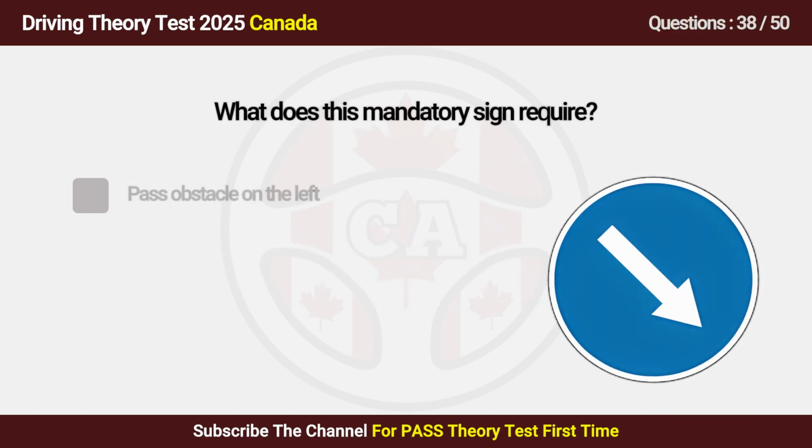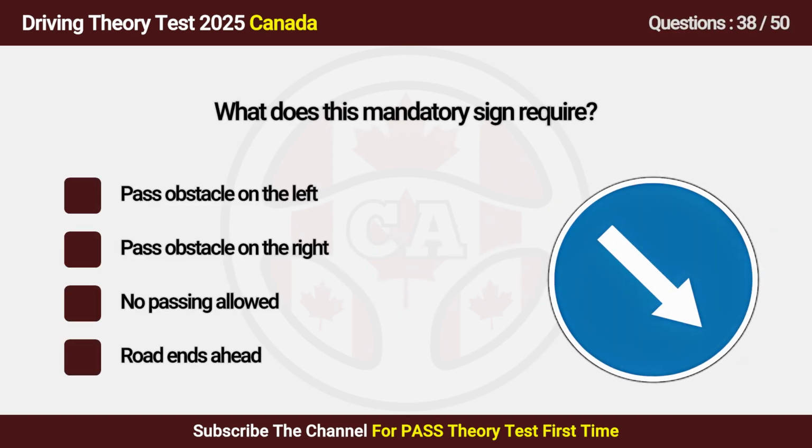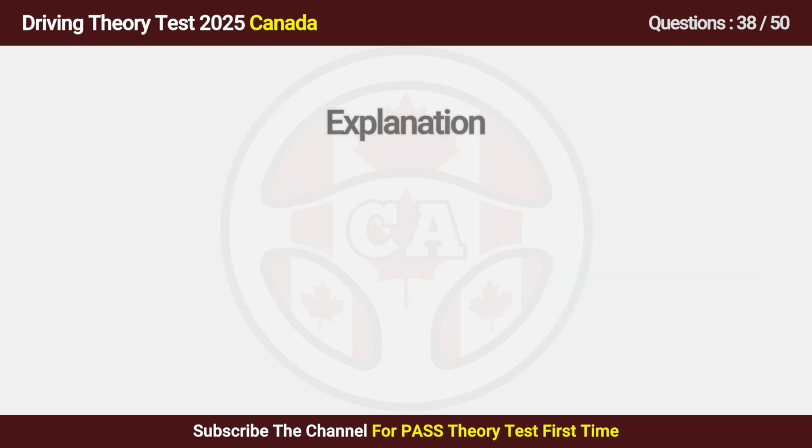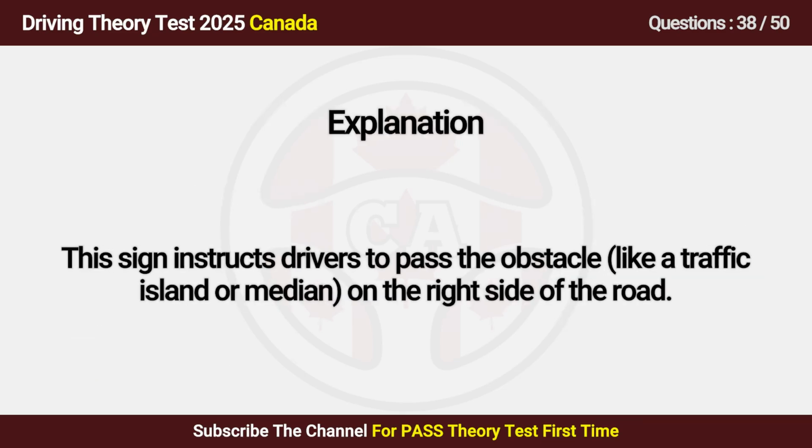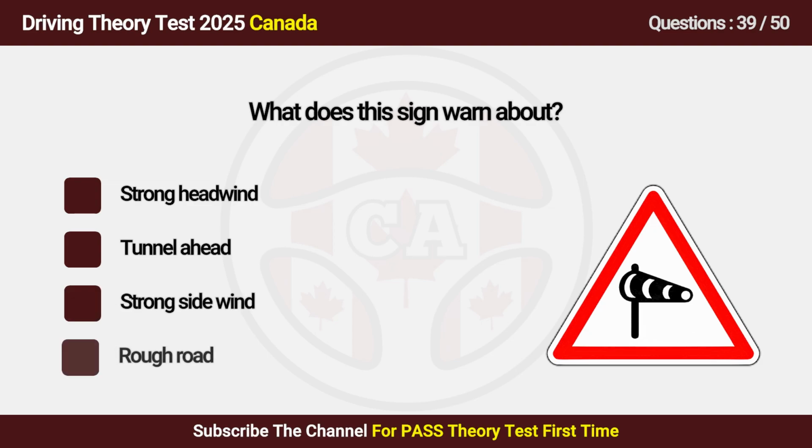Question 38. What does this mandatory sign require? A. Pass obstacle on the left. B. Pass obstacle on the right. C. No passing allowed. D. Road ends ahead. Answers is B. Pass obstacle on the right. This sign instructs drivers to pass the obstacle, like a traffic island or median, on the right side of the road.